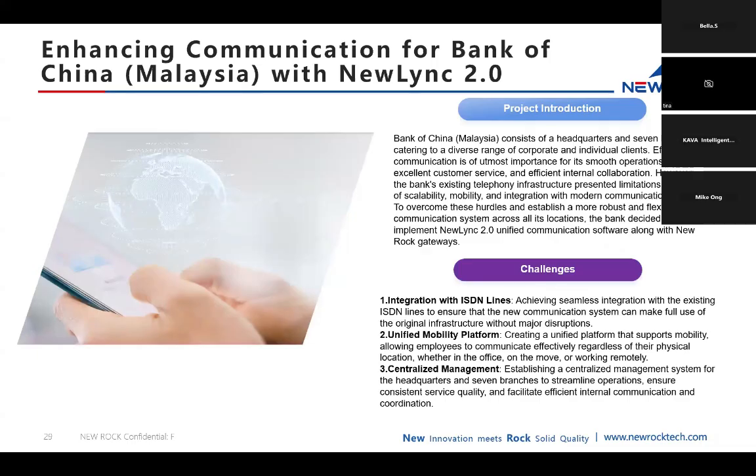This is the Bank of China, Malaysia, which consists of the headquarters and 7 branches. Due to the limitations and lack of support of the existing telephony infrastructure, the bank decided to implement New Link 2.0 with the Neural Gateway. They had a few challenges, and we needed to fulfill their requirements. We can see that on the next page.